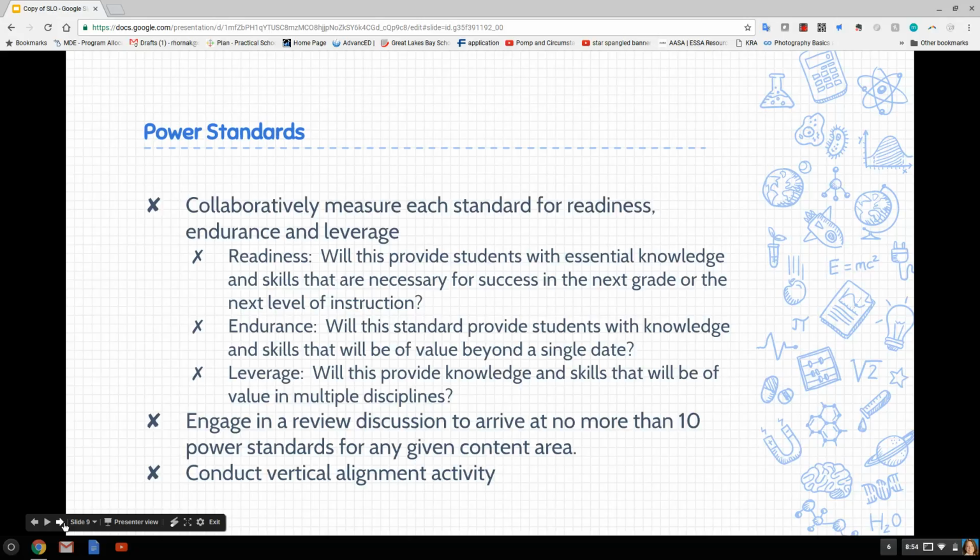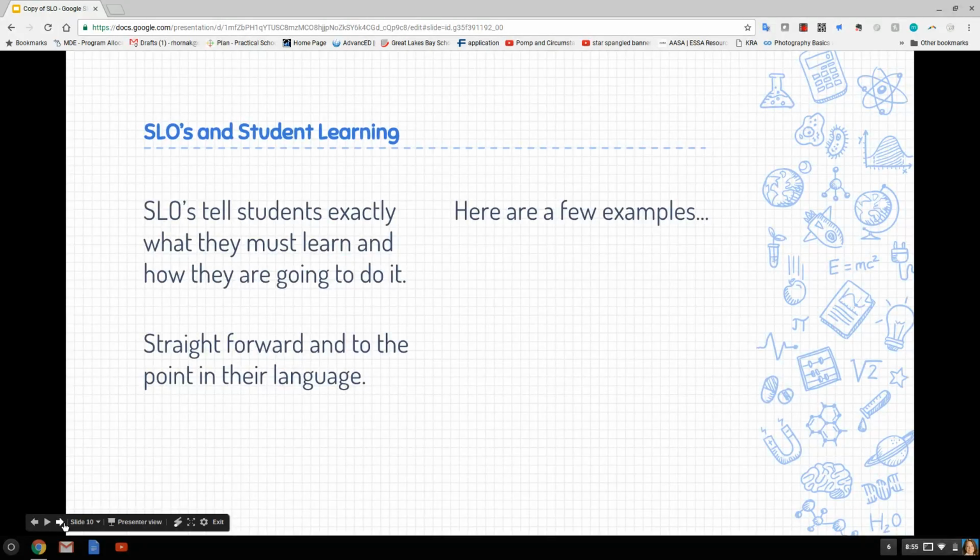What we're finding, especially when kids take the SAT, is that they really struggle with the concept that science, math, social studies, and English are all interconnected. So typically, when you select your power standards, you want to engage in discussion to have no more than 10 power standards for any given content area in any given year. And you're also going to want to conduct a vertical alignment activity, which we'll show you how to do next month. Once you have your power standards, you can start setting up your learning targets.